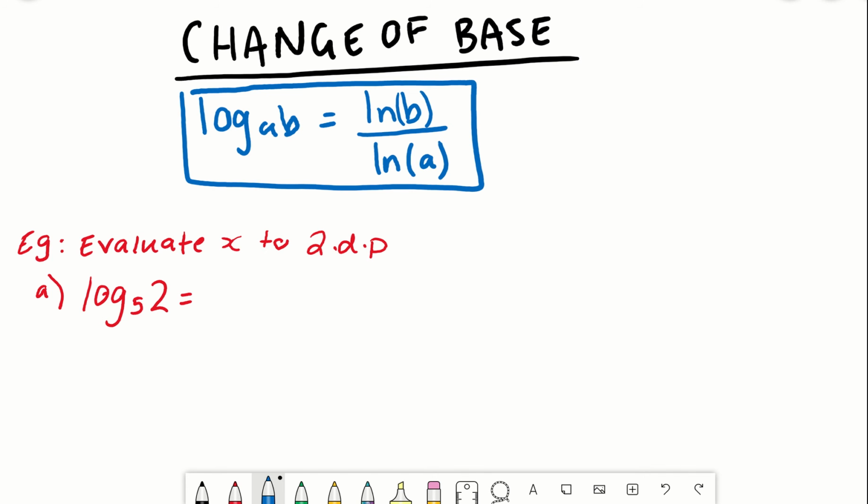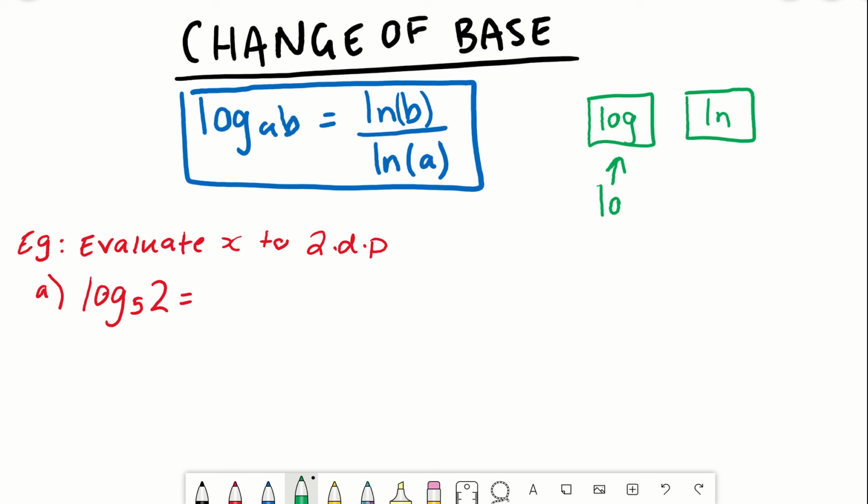Hey guys, change of base is today's heading. We've previously looked at the fact that on our calculator we have two buttons: log and ln. We know that log has a base of 10 and ln has a base of e, the natural log.